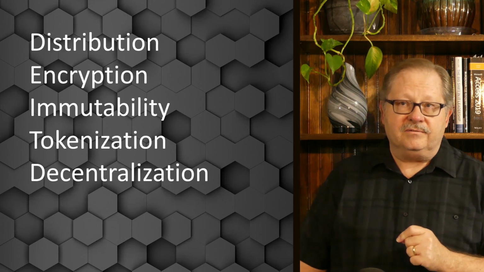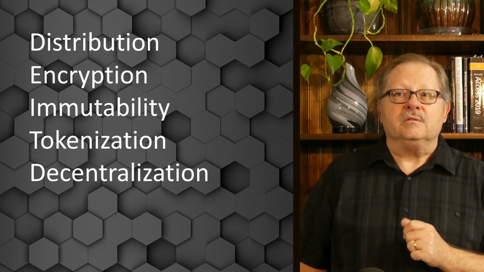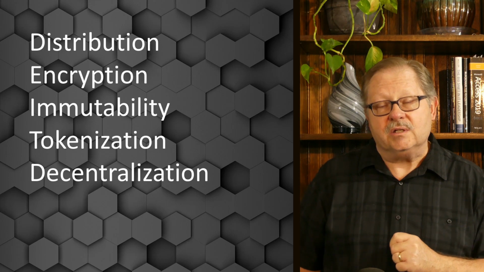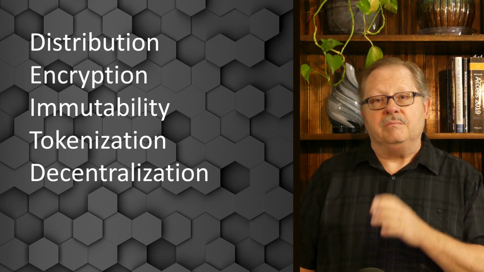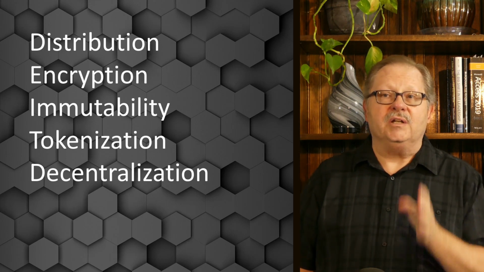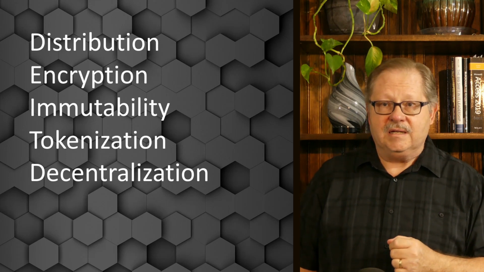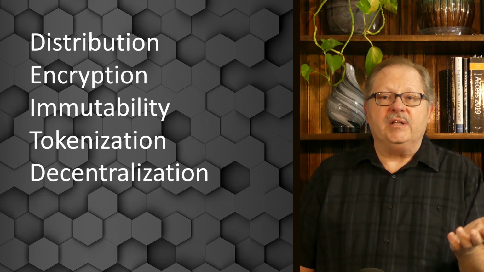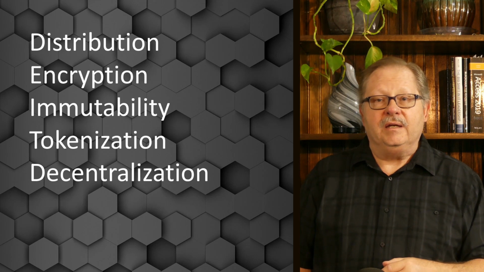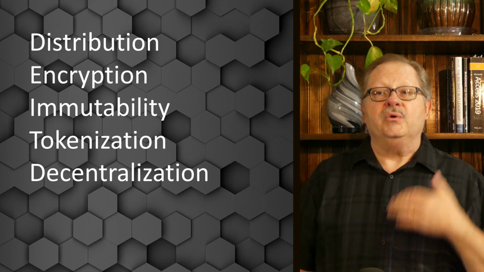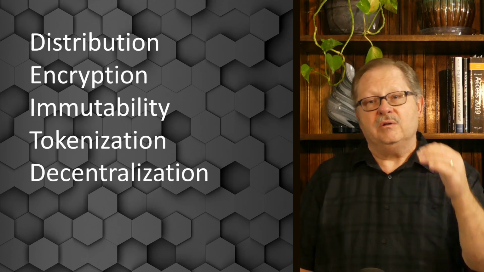So here's the 5: distribution, encryption, immutability, tokenization, and decentralization. To be a blockchain complete solution, it has to have all 5 of these. Missing any one of these is like having a 3-legged stool with one leg missing. It just can't stand.